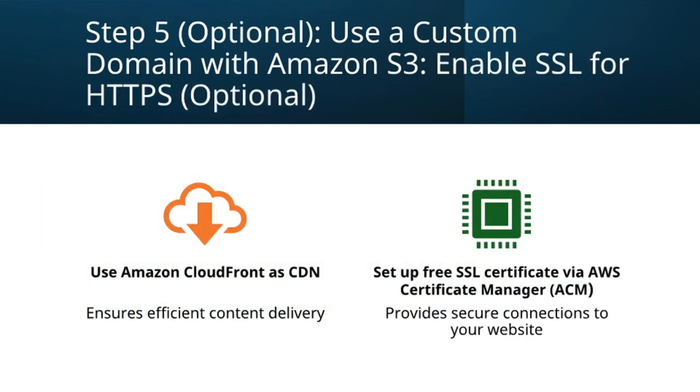To enable SSL for HTTPS, use Amazon CloudFront as a CDN, and set up a free SSL certificate via AWS Certificate Manager. This ensures secure connections to your website. 3. Enable SSL for HTTPS. Optional: for SSL, HTTPS support, you can use Amazon CloudFront as a content delivery network, CDN, and set up a free SSL certificate via AWS Certificate Manager, ACM. This will ensure secure connections to your website.